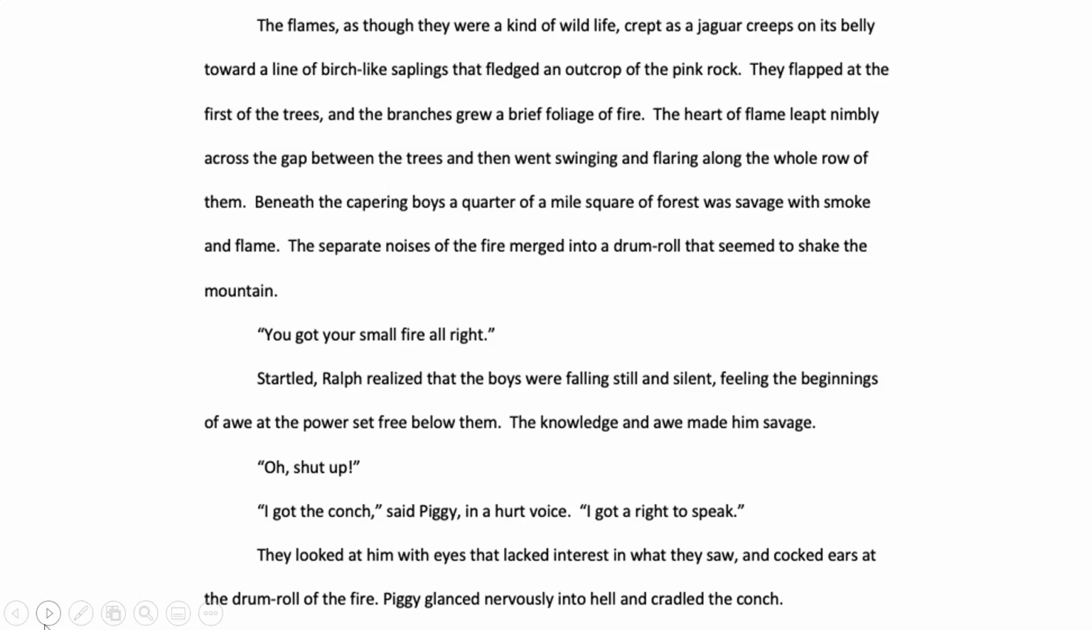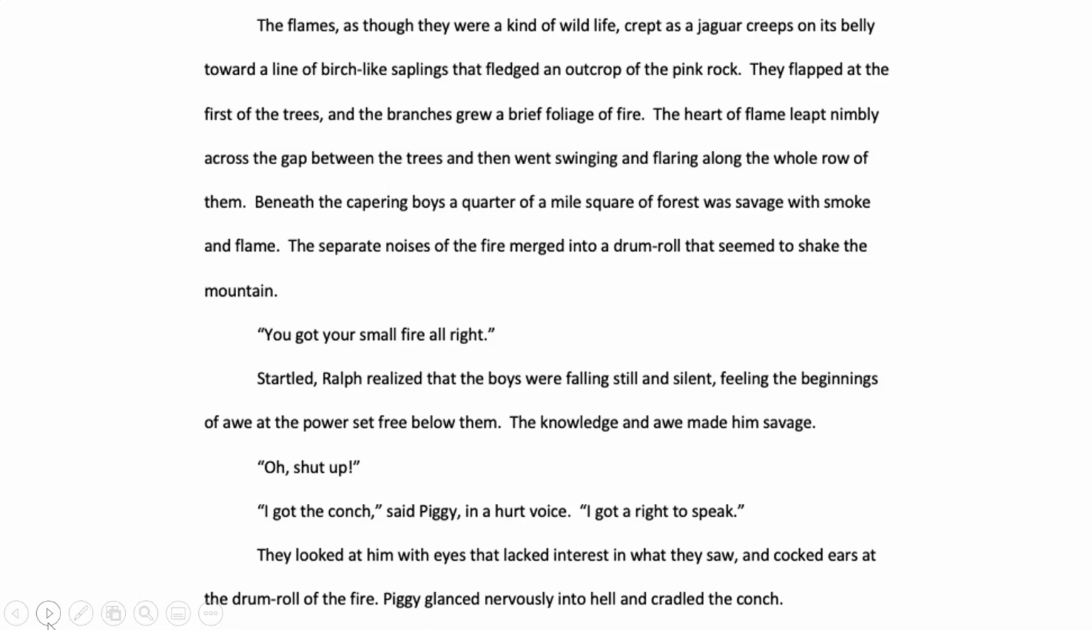The flames, as though they were a kind of wildlife, crept as a jaguar creeps on its belly toward a line of birch-like saplings that fledged an outcrop of the pink rock. They flapped at the first of the trees, and the branches grew a brief foliage of fire. The heart of flame leapt nimbly across the gap between the trees and then went swinging and flaring along the whole row of them. Beneath the capering boys, a quarter of a mile square of forest was savage with smoke and flame. The separate noises of the fire merged into a drum roll that seemed to shake the mountain.